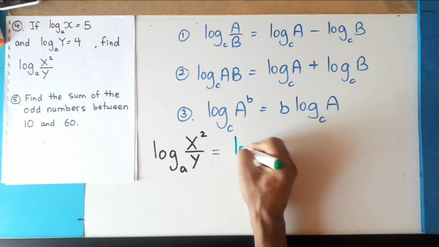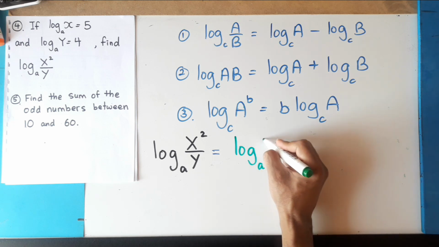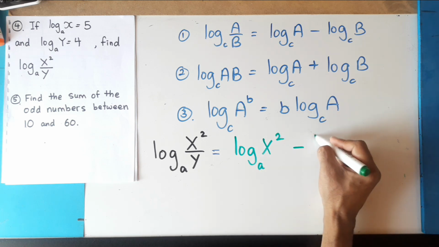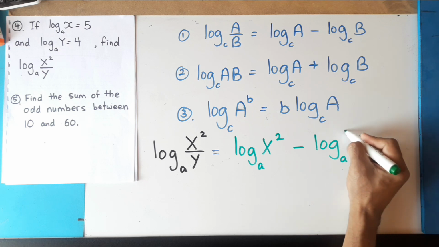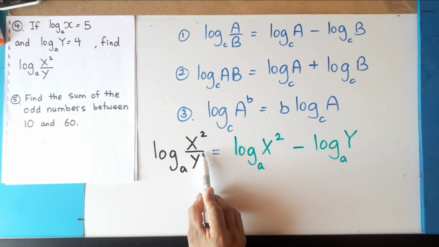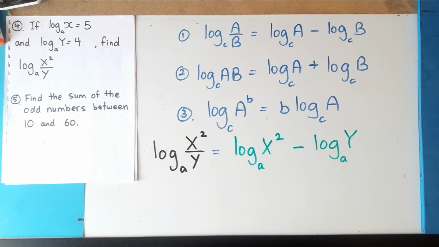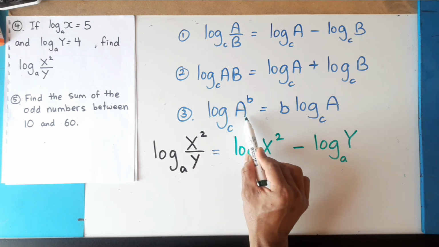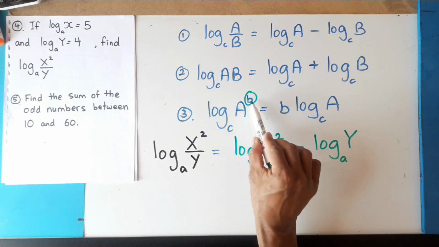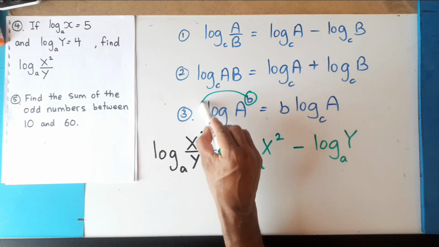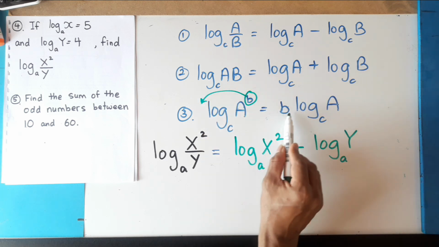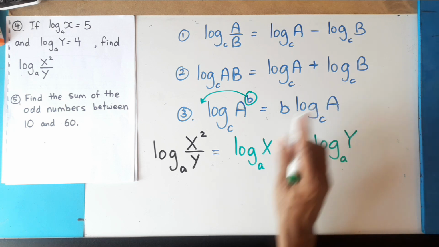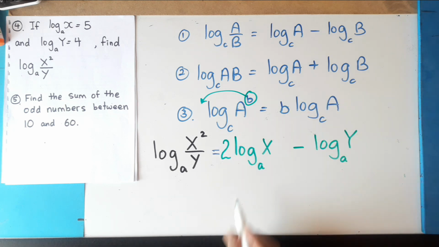You will get log a x squared minus log a y. Divide means you can split it up with a minus sign in between. Great. You will notice that there is a squared here. According to rule number 3, whenever you have a power, you can throw it in front. You notice how this lands in front now? So this squared can actually go over here now. And of course, there's a secret multiplier in between there.